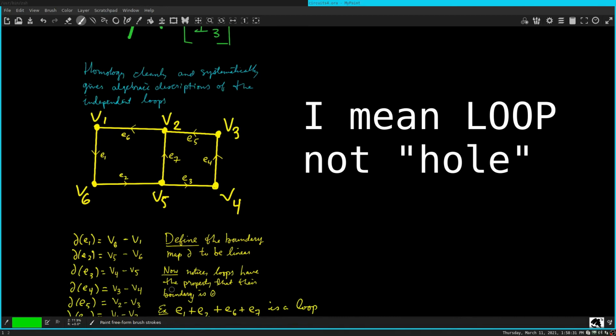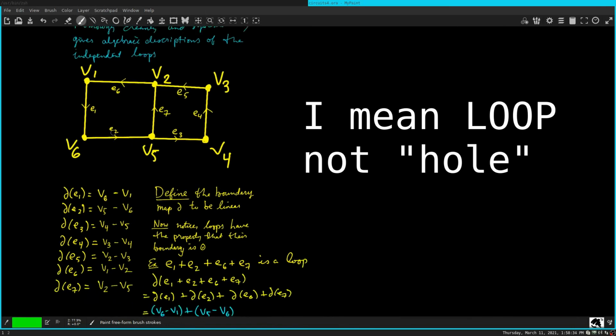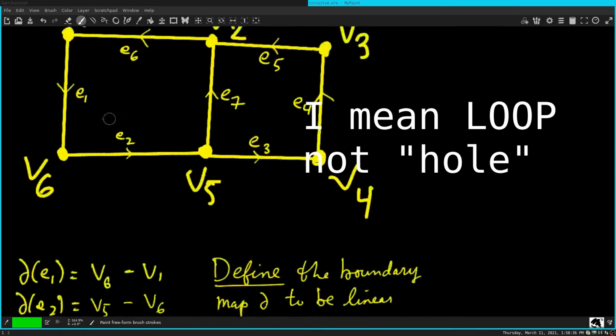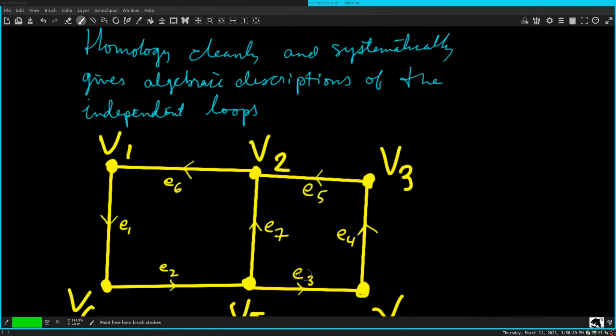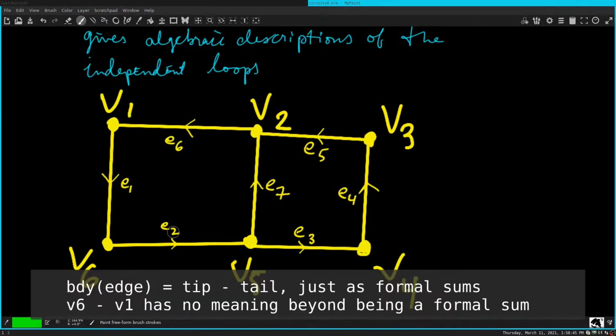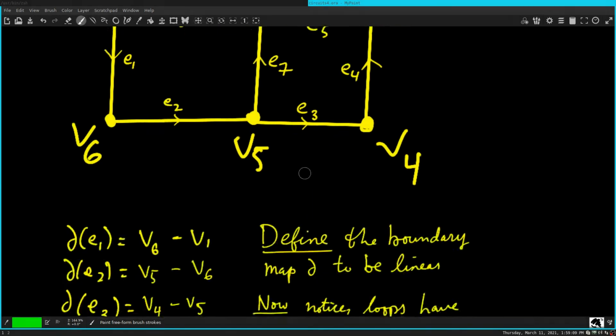Well, homology answers both of those questions. So what you do is, for each of these edges, E1, E2, E3, E4, E5, E6, E7, let me zoom in so you can see, you define the boundary of an edge, again, as a formal integer linear combination of vertices. So the boundary of E1 is V6 minus V1, so it's tip minus tail. And it doesn't mean anything beyond V6 minus V1. Likewise, the boundary of E2 is V5 minus V6, the boundary of E3 is V4 minus V5, and so on. And I wrote down a table here.